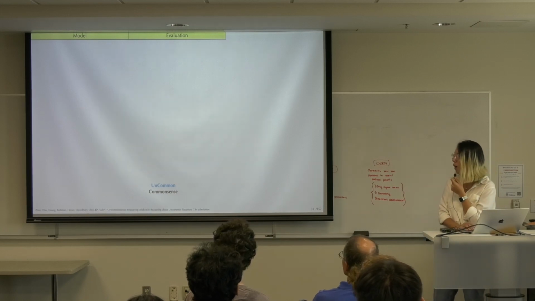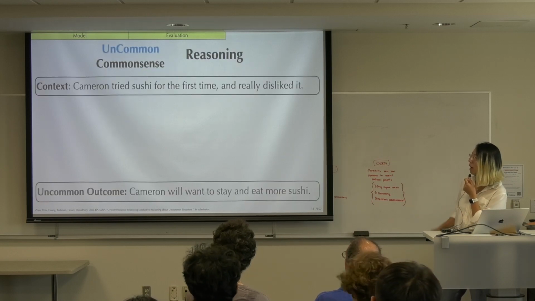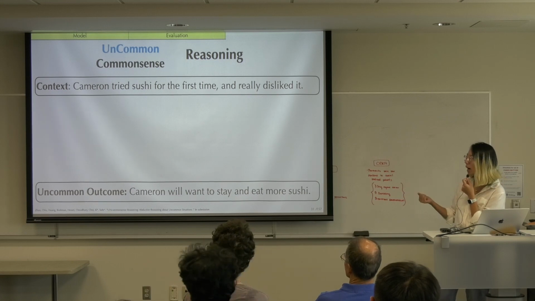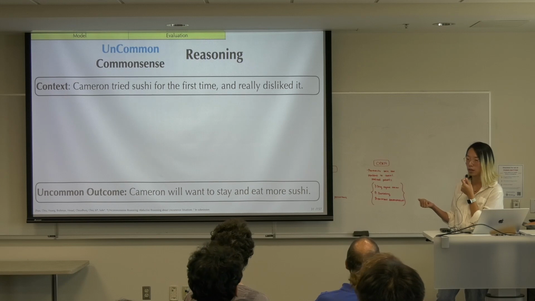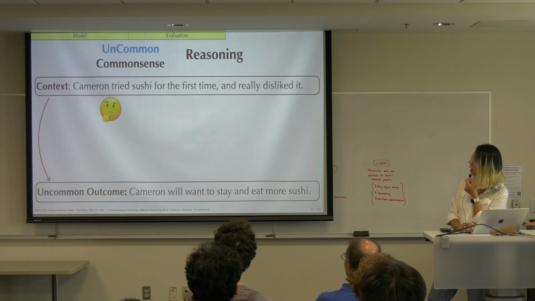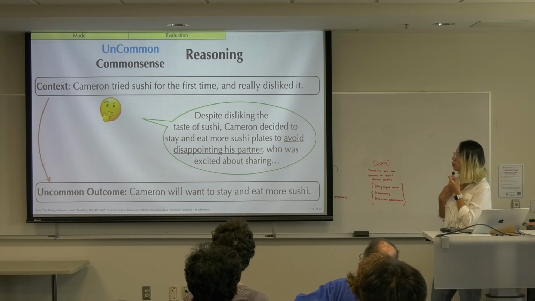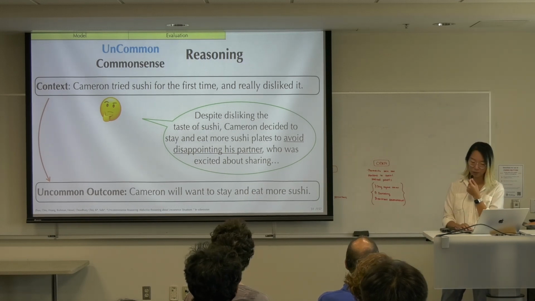What do I mean by uncommon common sense? Here, give this context. Cameron tried sushi for the first time and really disliked it. The uncommon outcome is Cameron will want to stay and eat more sushi. Why would that happen? You guys probably will have some answer, but this is one of the answers our qual worker gave us. Because Cameron tried to avoid disappointing his partner who's excited about sharing.